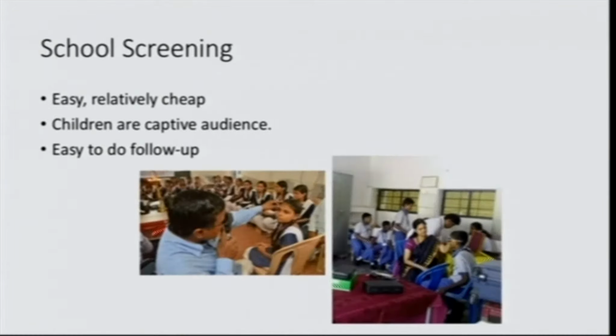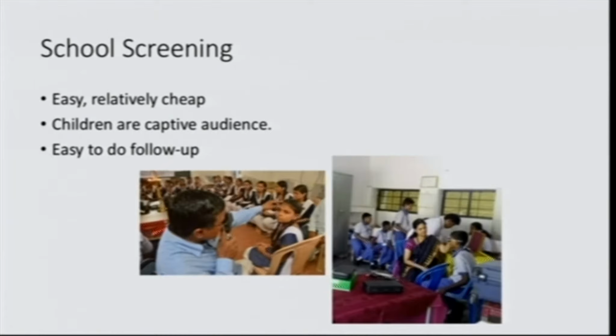Now we know school screening is easy, it is relatively cheap. The children are a captive audience and it's easy to do a follow-up. And I am sure everybody who's sitting in this room has taken part or supervised a school screening at some point of time. In fact, one of the first things that we do when we join ophthalmology residency is we are sent off to examine children in a school where we look for refractive errors and sometimes specs are given.